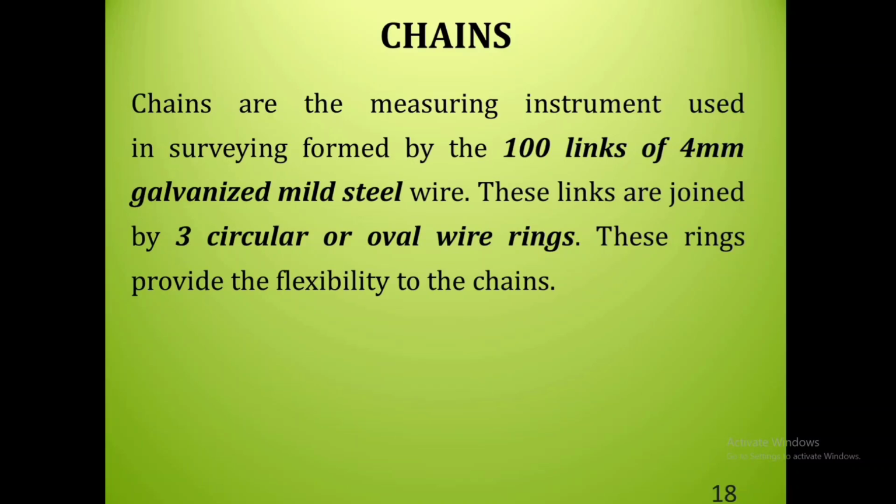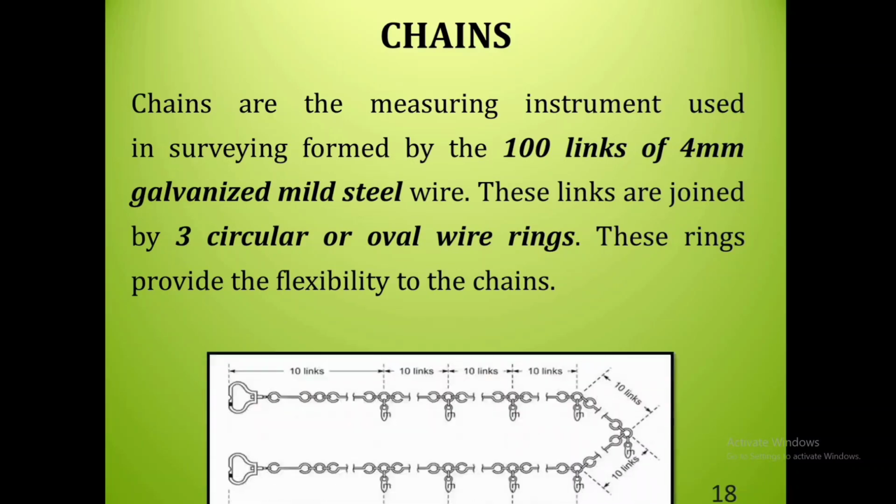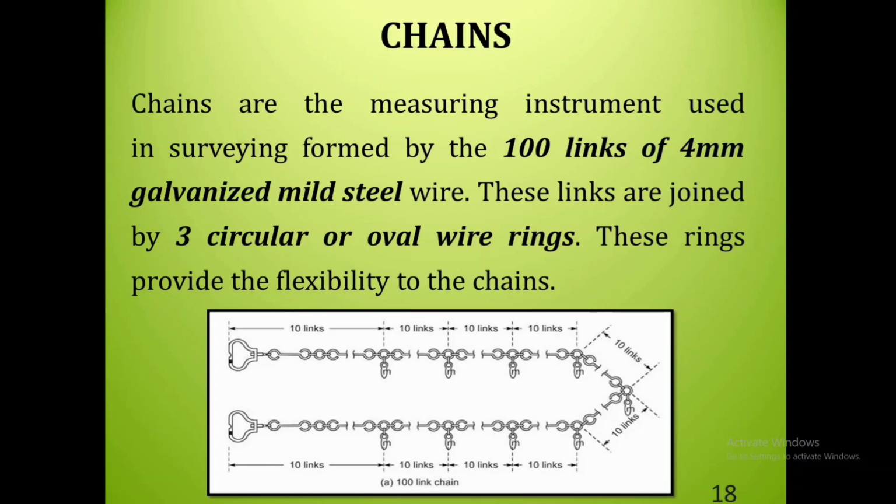The first one is chain. This chain is normally made out of 100 links of a galvanized mild steel wire which is of a diameter 4 mm. And these links have 3 circular or oval rings. In this figure, you can see that from one end to the other end, this is one chain, and in this region, you can see that there are 3 circular or oval shaped rings. You can see this is one link. So in this, you can see the 3 circular rings.